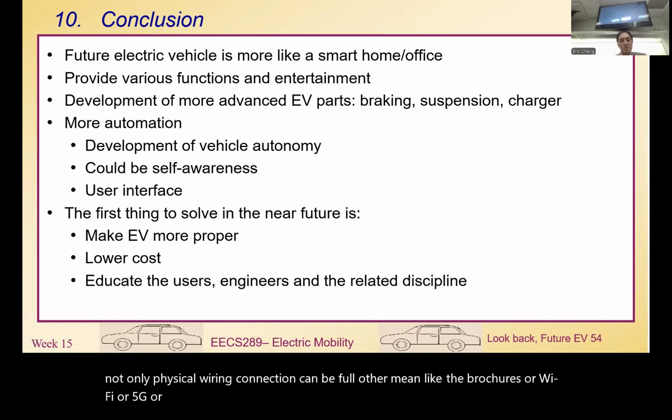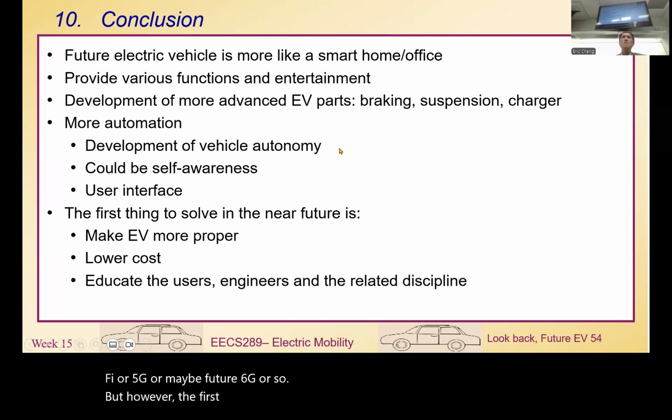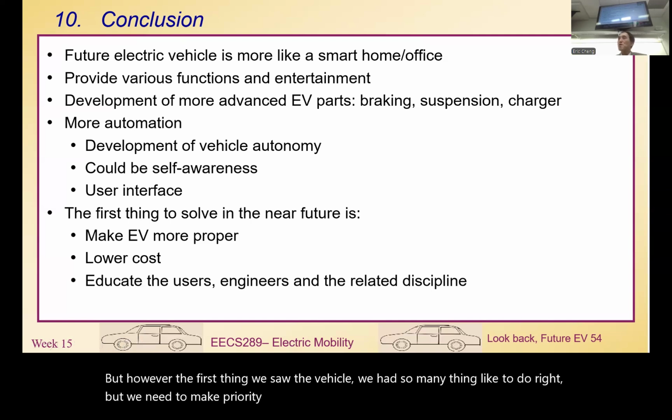future 6G or so. But however, the first thing we solve for the vehicle, we have so many things to do, right? But we need to make a priority. Which one should be more important? That's the thing we look into.